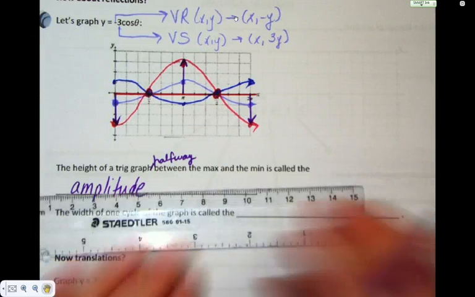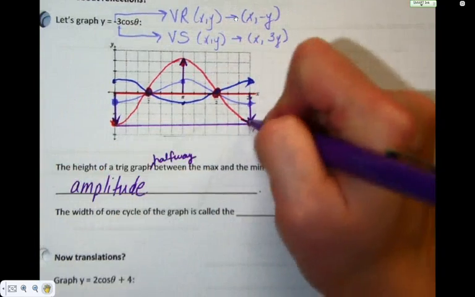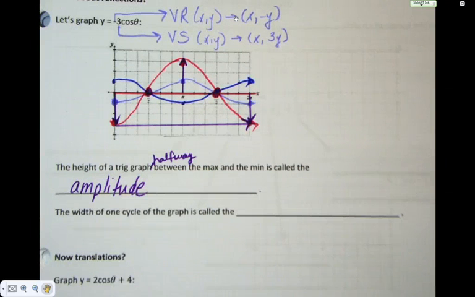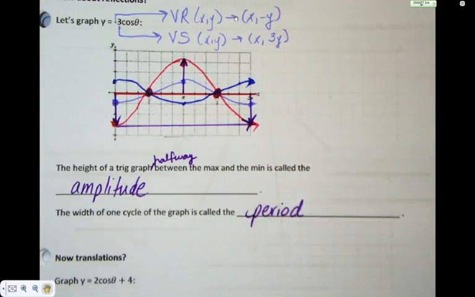One width of the graph, so from min to min, or max to the next max, which is just off the graph, is called the period of the graph. Sometimes in physics they'll call it the cycle of the graph. Okay, same idea. So the height is called the amplitude, the width is called the period. That's going to come into play on Monday and Tuesday.